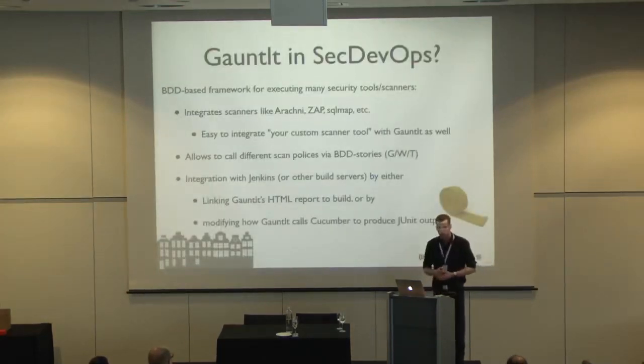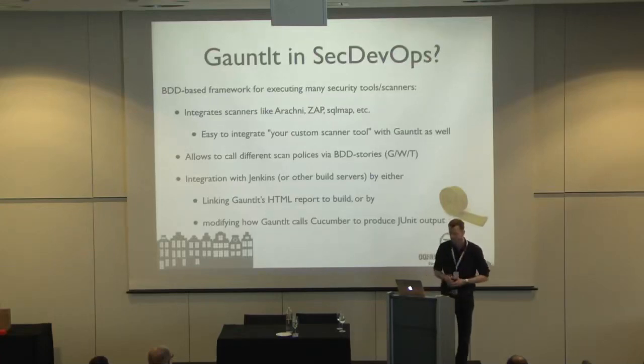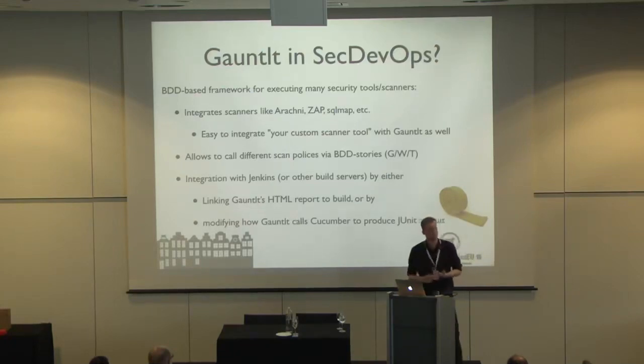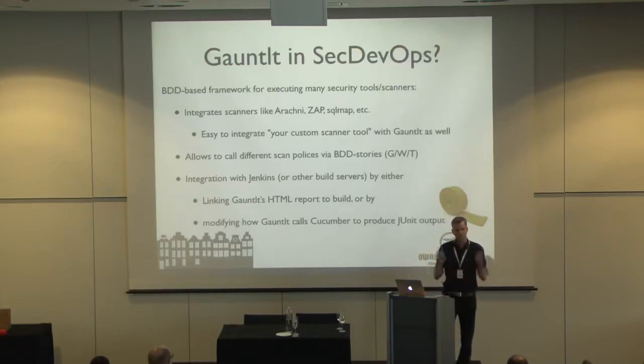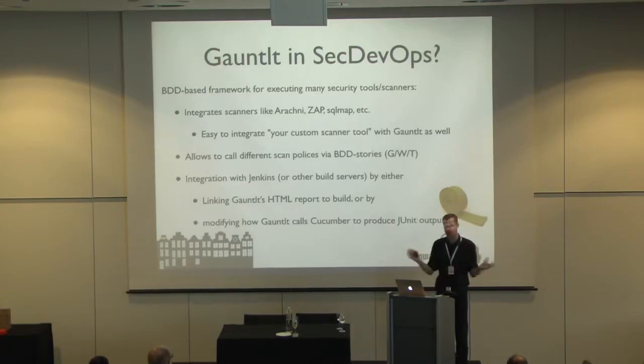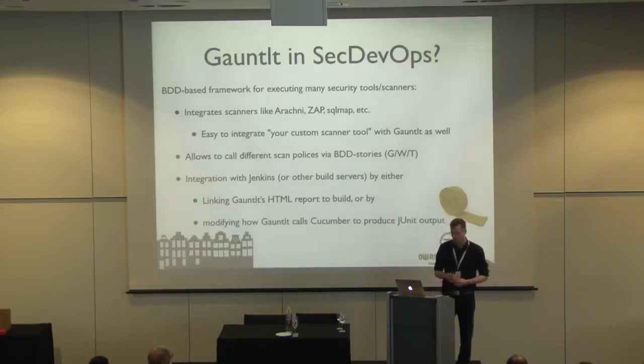Another one in that area is Gauntlet. Eventually you've heard that from different talks as well. Also a behavior-driven design framework for executing many security tools. So it integrates with more scanners. Arachni, it can also integrate, or ZAP, SQLMap, more specialized scanners you already know, I think. And you can easily integrate your own custom tool, whatever you like to use, with Gauntlet. So that's especially useful if you want to execute a wide array of different scanners or different specialized tools against the target during the CI job. Then this would definitely be a good idea to use.